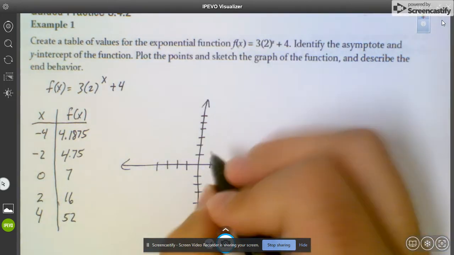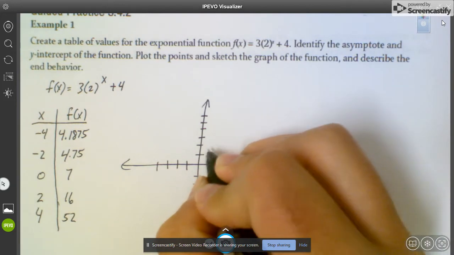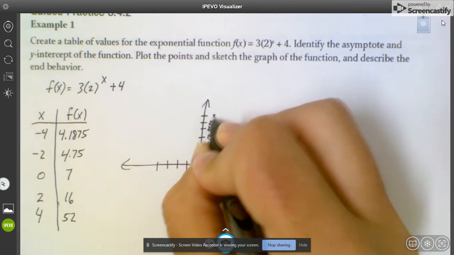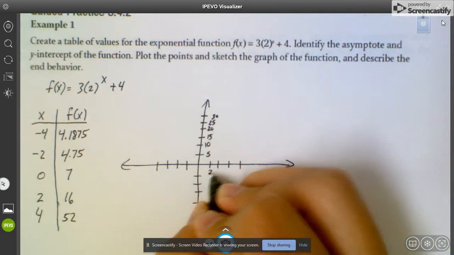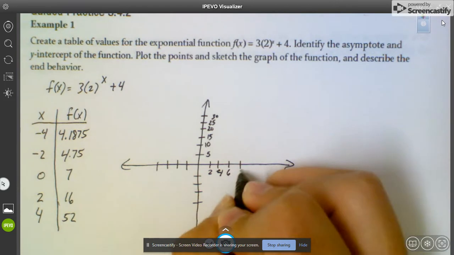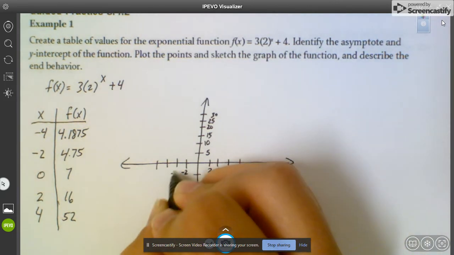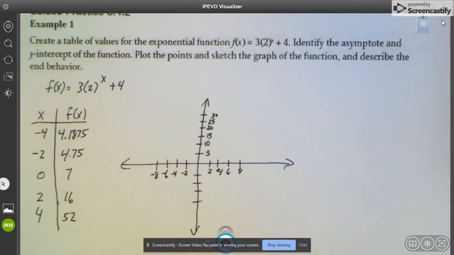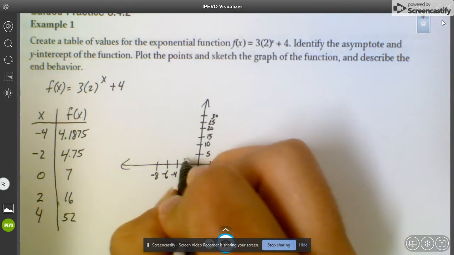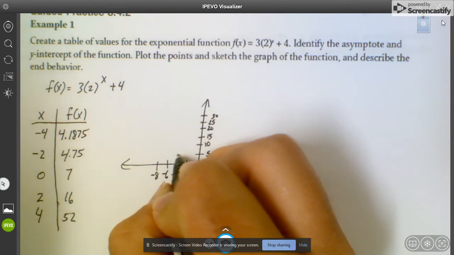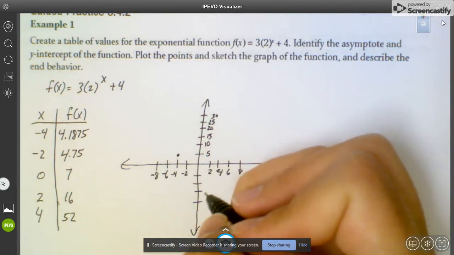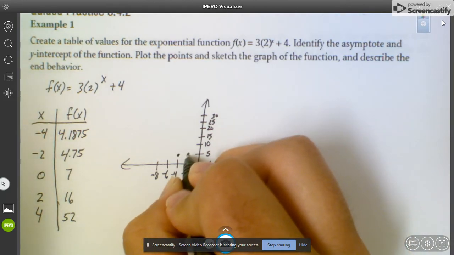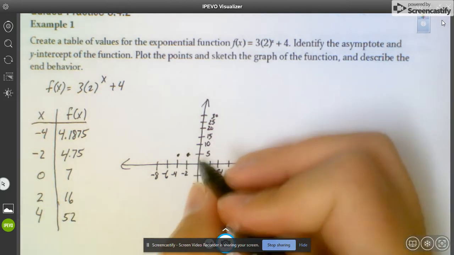All right, so here's what I'm going to do. I'm going to count by fives. And then on this direction, I'm going to count by 2. So 2, 4, 6, 8. At -4, I was just a little bit under the 5. And at -2, I was still basically in the same place, but a little bit closer to the 5. And like you said, it's going to be extremely hard to see.